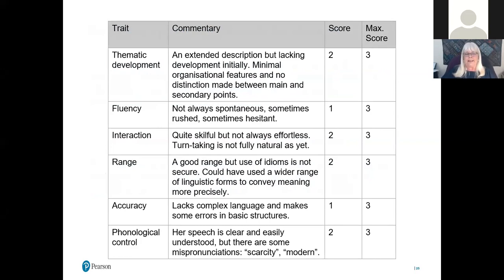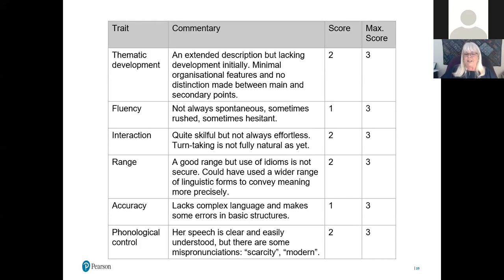For fluency, and remember the other 5 criteria are for the whole of her test, not just this one section, she only scored a 1 overall, so she wasn't at level for fluency. Not always spontaneous, sometimes rushed, sometimes hesitant. For interaction, just at level, quite skillful, but not always effortless. And turn taking is not fully natural as yet.